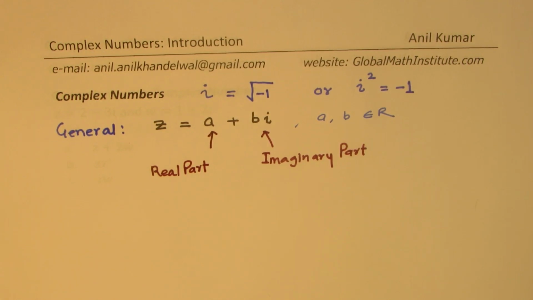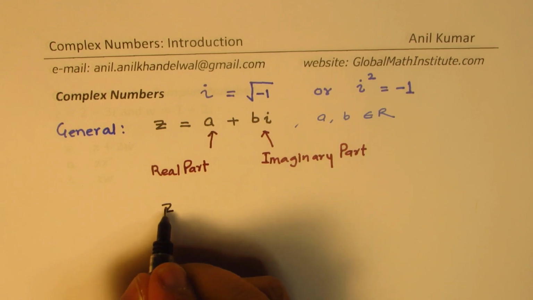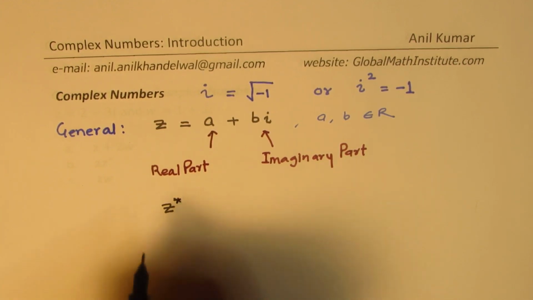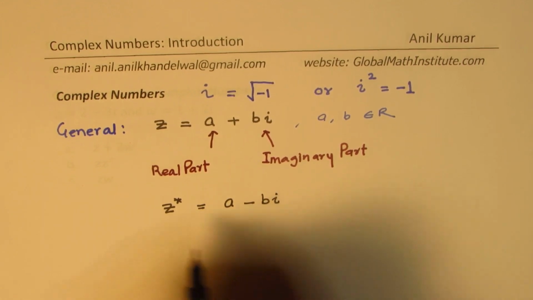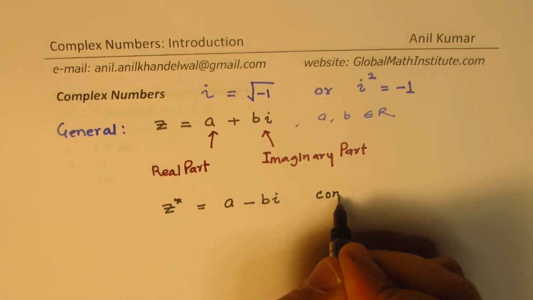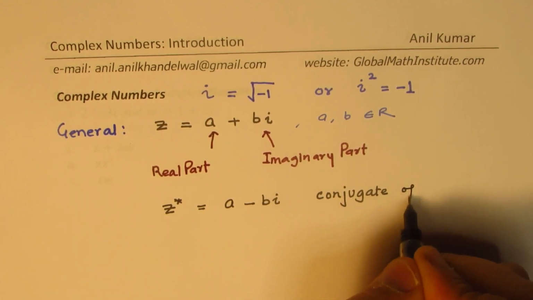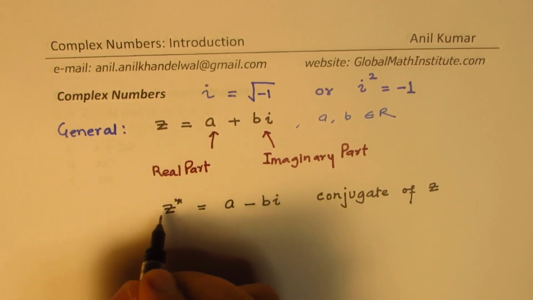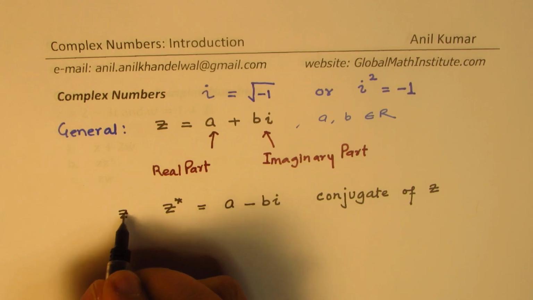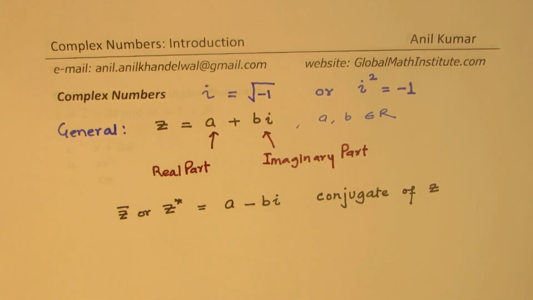Let me also introduce you to the conjugate of this. We do write sometimes a number with z star, which could be written as a minus bi. Now this is the conjugate of the complex number z. It is also written at times with a bar on the top. So either way, we could write the conjugate of a complex number.